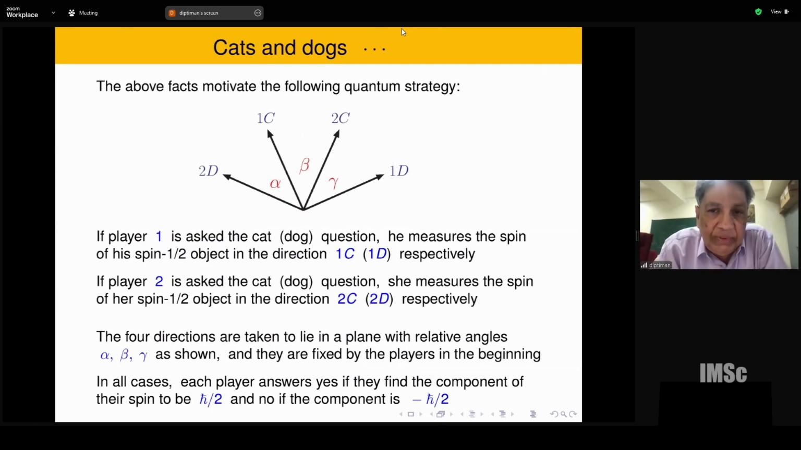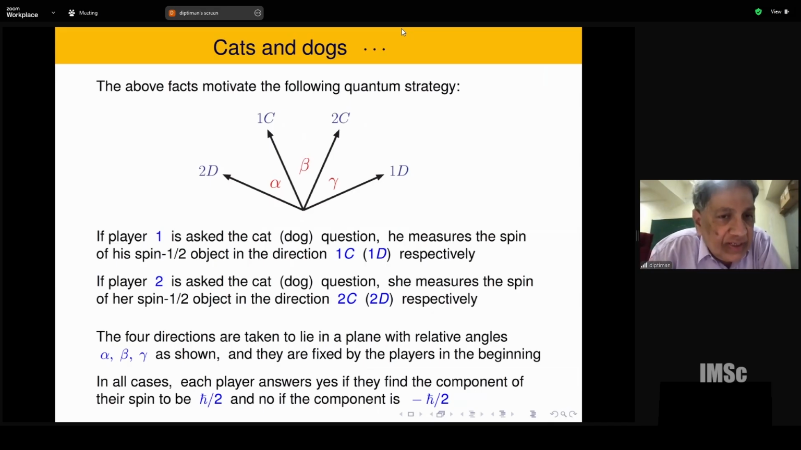Okay, so the players know all this. We assume these players know all about entangled states. So the quantum strategy that they decide amongst themselves right in the beginning is the following: they choose 4 directions lying in a plane, which I'll call 2D, 1C, 2C, 1D.